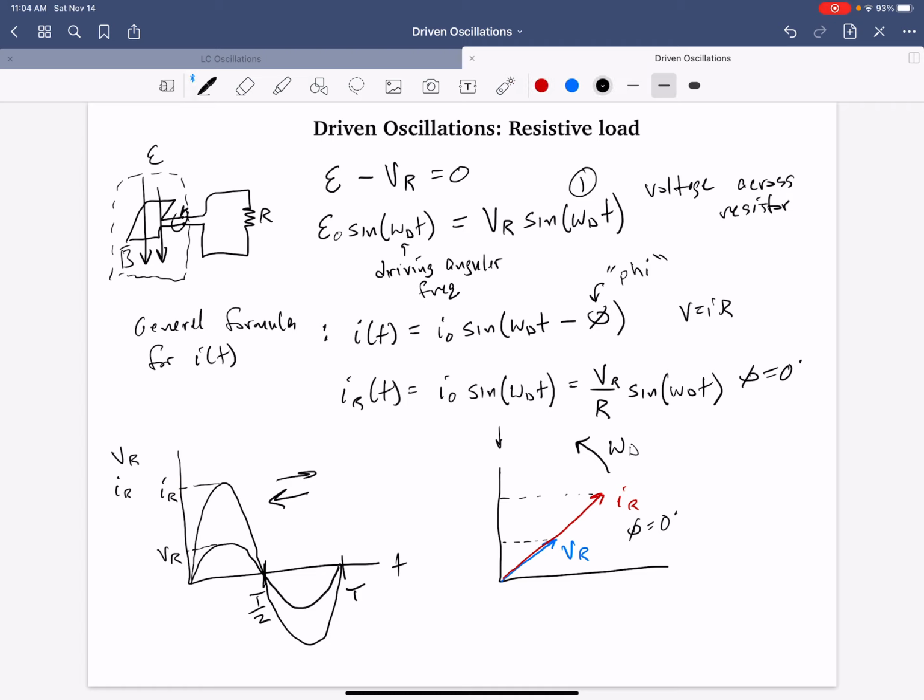All right, so this was a purely resistive load for a sinusoidally varying voltage source. Keep these methods in mind for a capacitor and inductor. Again, we want to compare the voltage to the current through each of these elements. Okay, so for a resistor, they are exactly in phase and phi equals 0.